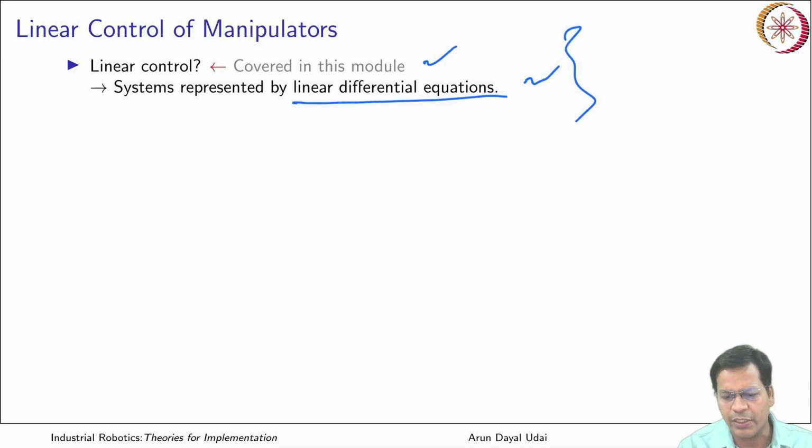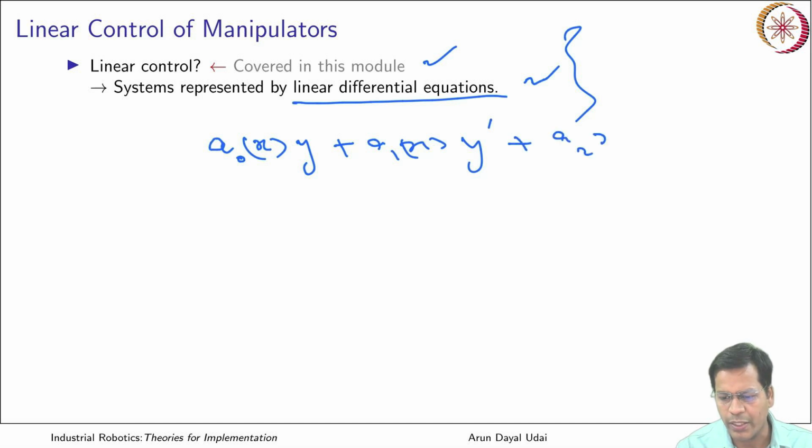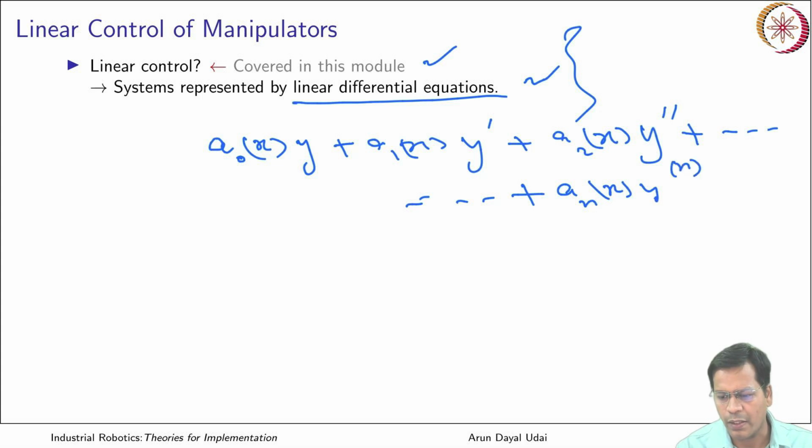A linear differential equation may be given as, let's say, a0(x) y plus a1(x) y dash plus a2(x) y double dash and so on till an(x) y to the n, equal to b(x).